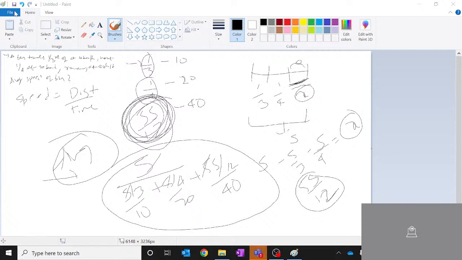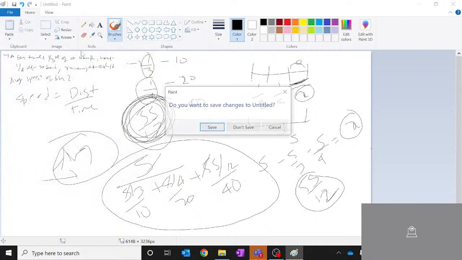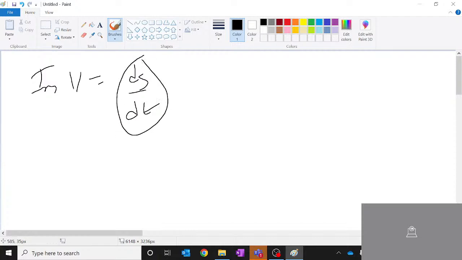Now if you remember yesterday, we talked about the simple differential concept, the instantaneous velocity, where I told you the instantaneous velocity is nothing but ds by dt, where you are finding the change in displacement at that particular instant. That is why this is ds by dt.